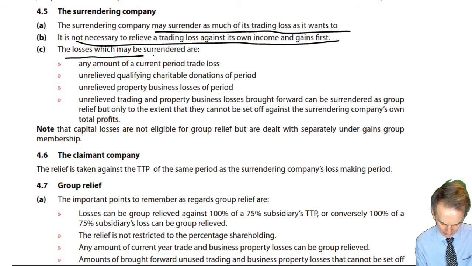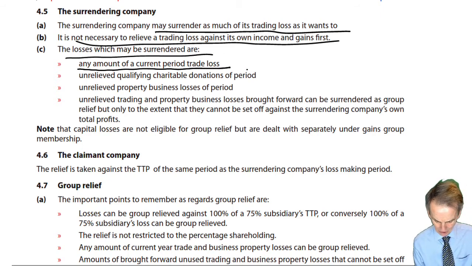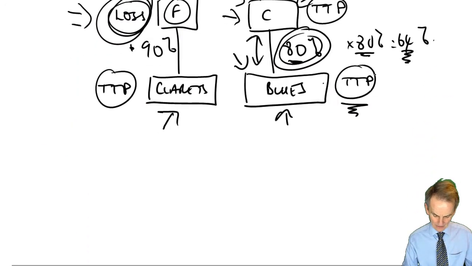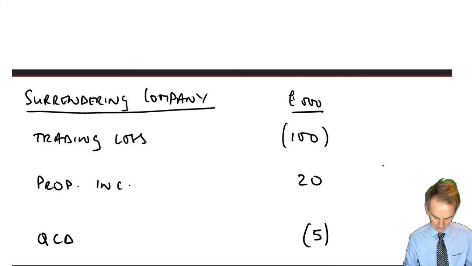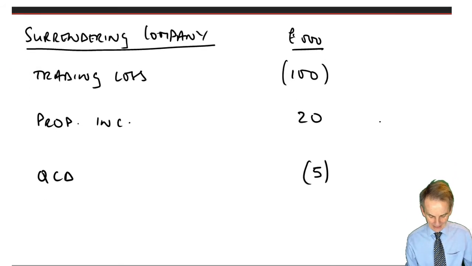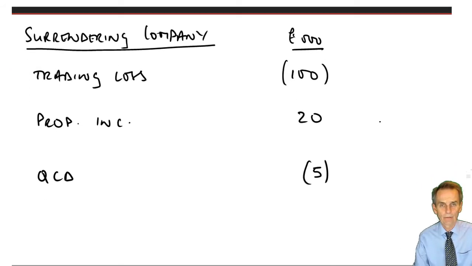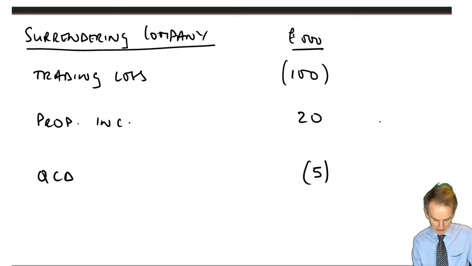The losses, as we say, which may be surrendered are, and here's the first one, any amount of a current period trading loss. So if we just go back to our notes here, here you've got an example of a loss maker, the surrendering company. It is sustained, as we've agreed, is the most likely loss for you to see, but not the only possibility. A trading loss there of £100,000.